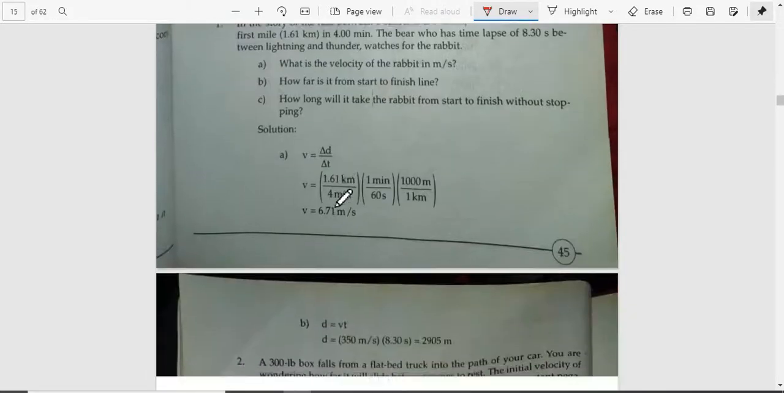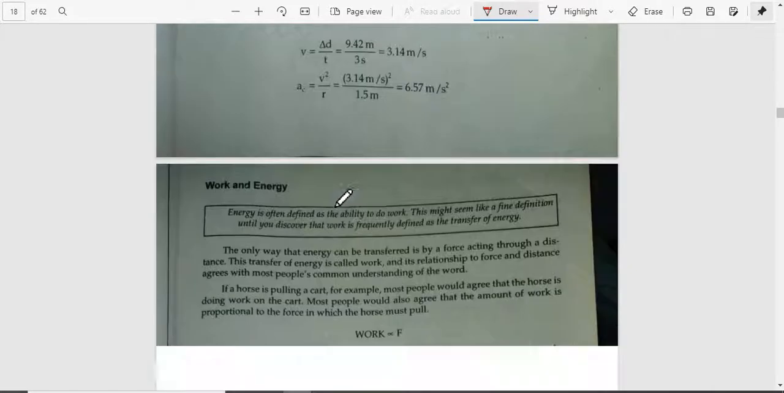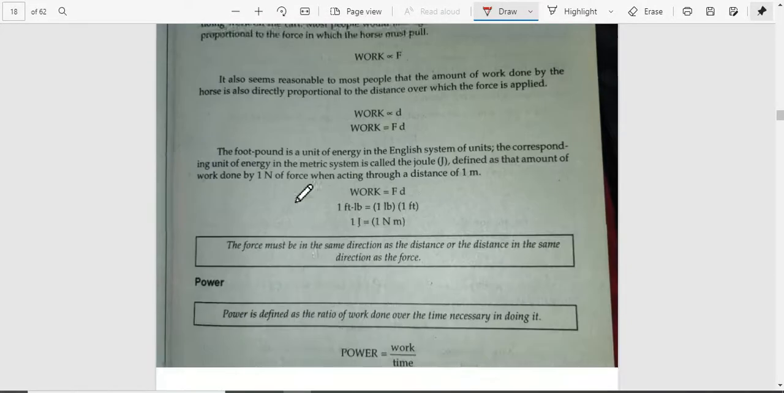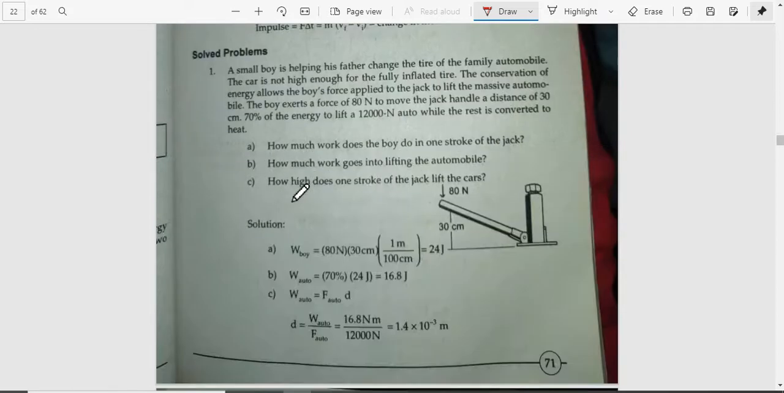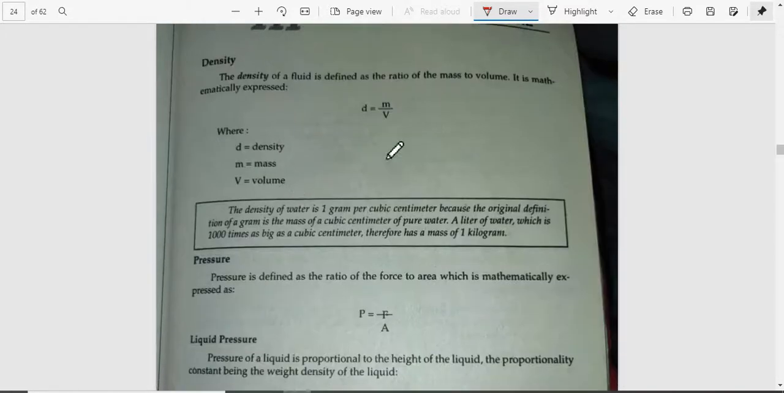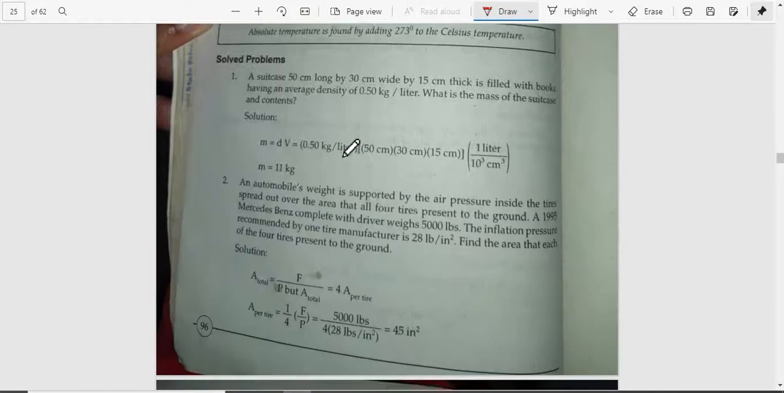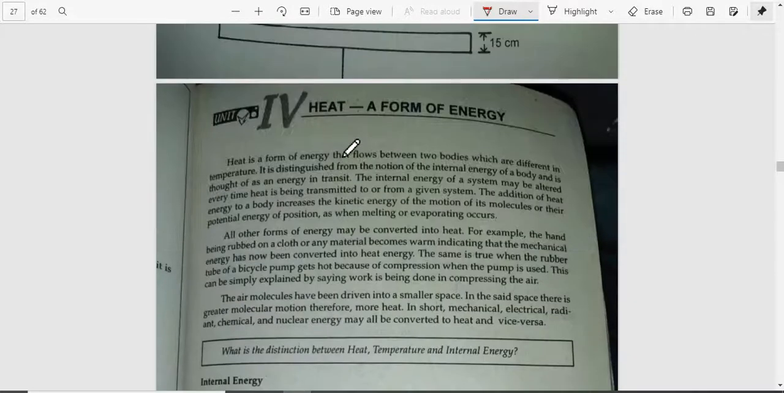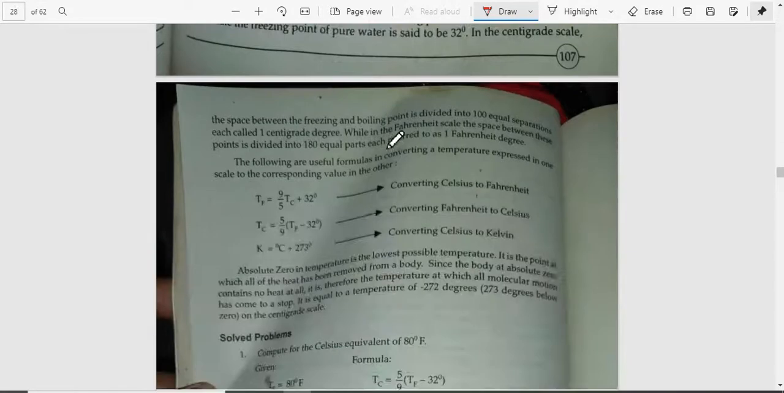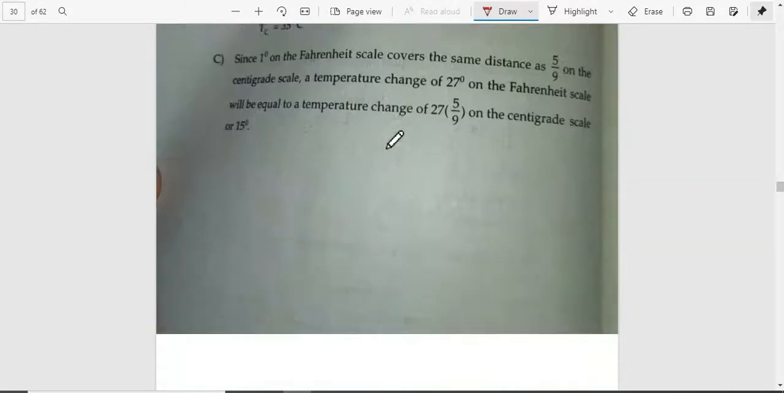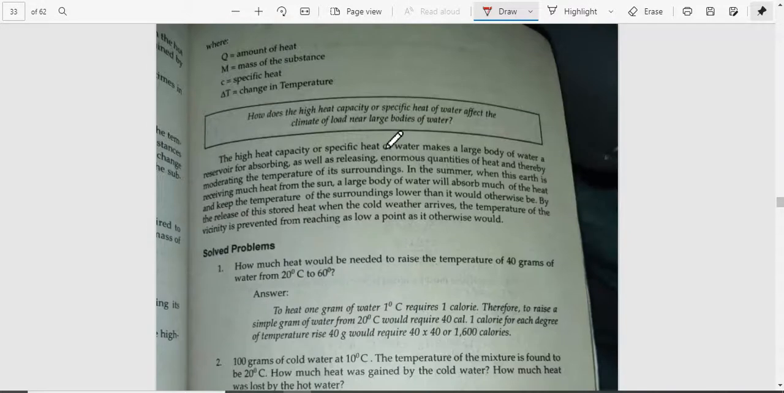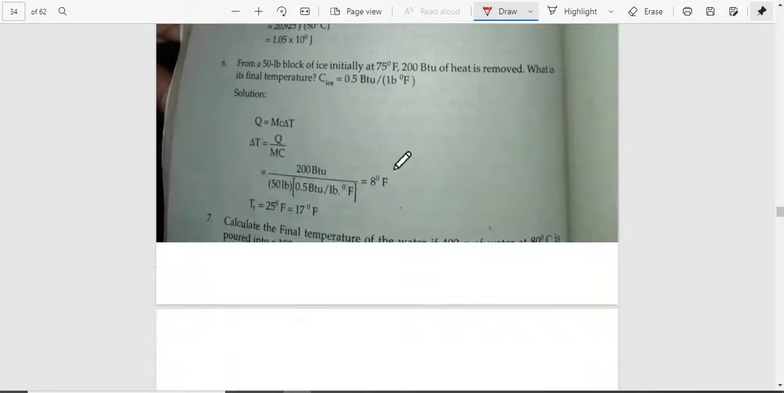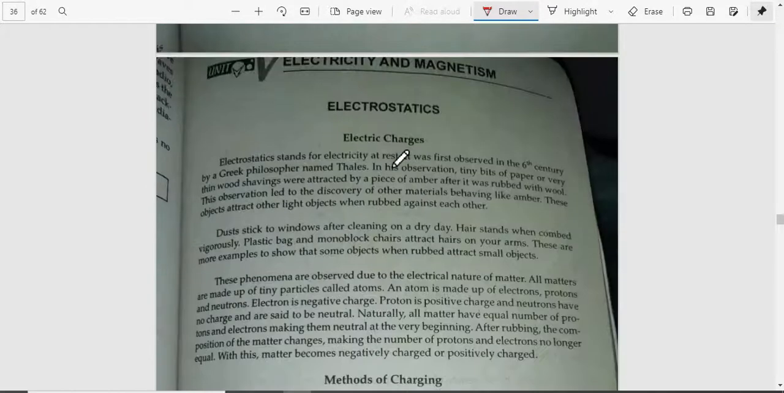Then we will go to work and energy, power, kinetics, momentum, and impulse, the problem solving. Next is density, then heat, then temperature. The next topics would be quite a lot, so it depends on you if you want me to go deeper. Chat in the GC if you want to add to my topics.